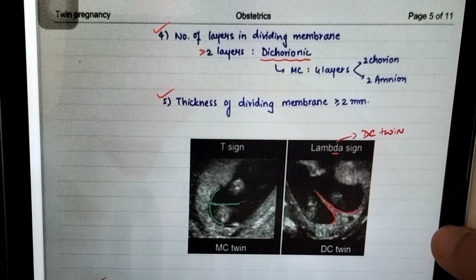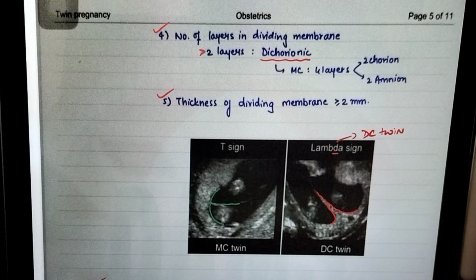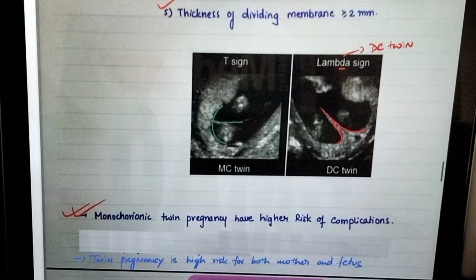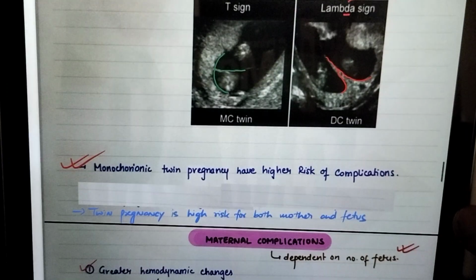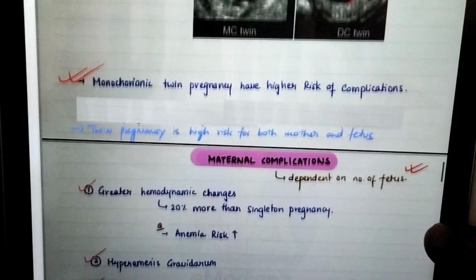Now in the images we can see in monochorionic twin there is T sign, in dichorionic twin there is lambda sign. Remember this: monochorionic T sign, dichorionic twin lambda sign. Now monochorionic twin pregnancy has higher risk of complication, and twin pregnancy is high risk for both mother and fetus.